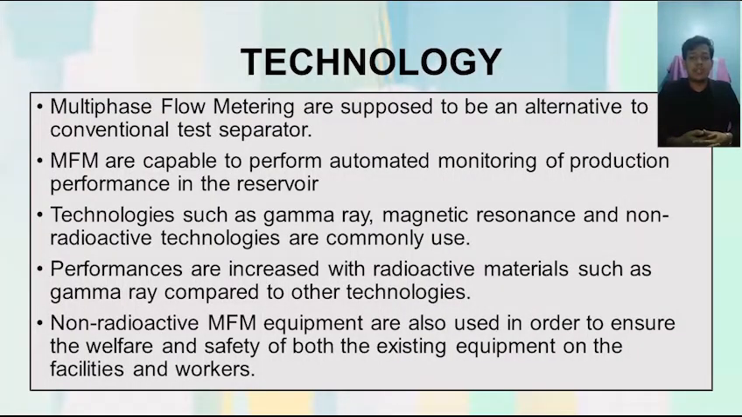Okay, by now you must be familiar with the term of multi-phase flow meter or MFM. So I'm going to explain the technology of MFM. Okay, multi-phase flow meters are invented to act as alternative for conventional test separator. MFM are capable to perform continuous monitoring of production rate at the reservoir. Technologies such as gamma ray, magnetic resonance or non-radioactive technology are commonly used in the industry. However, the usage of radioactive materials such as gamma ray have higher efficiency and performance compared to other technologies. Non-radioactive technology are still in use in order to maintain the welfare and the health of the workers at the industry.